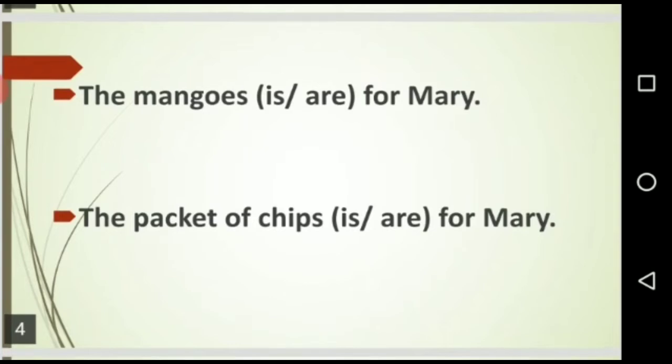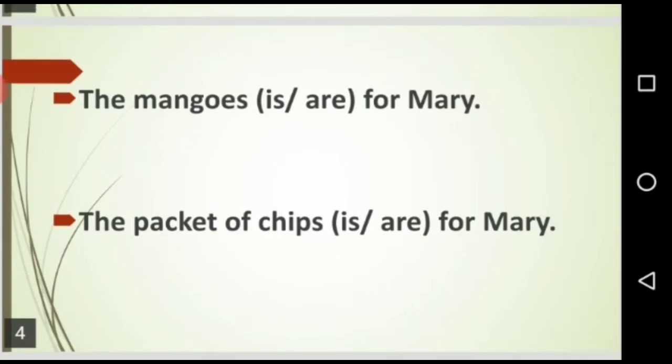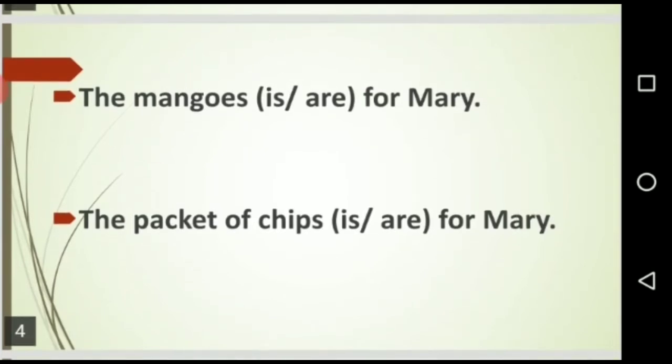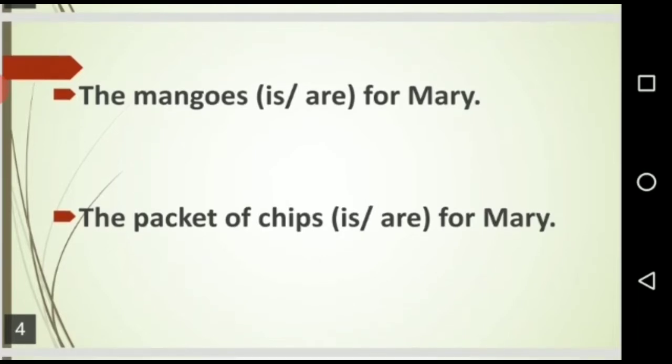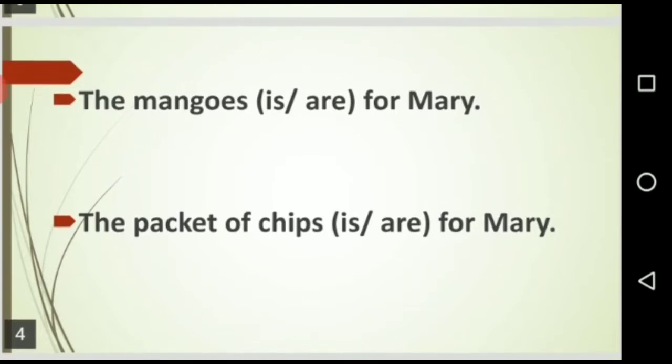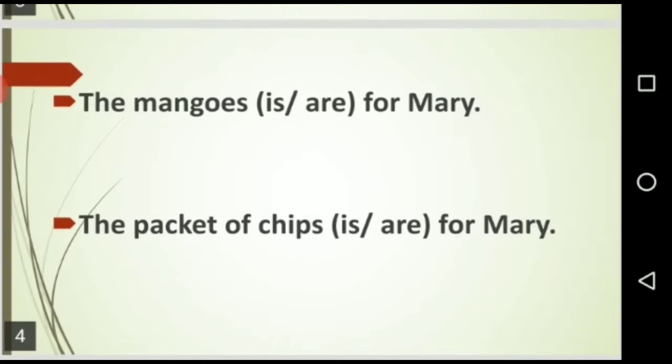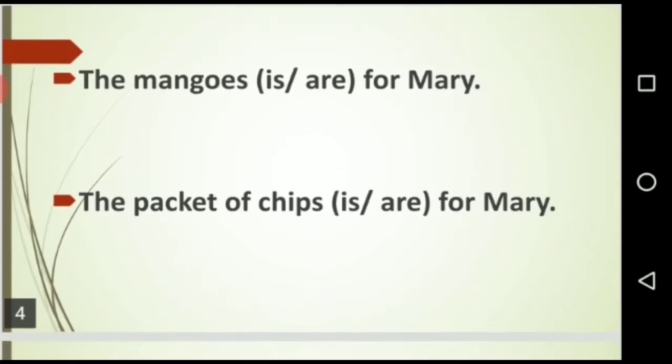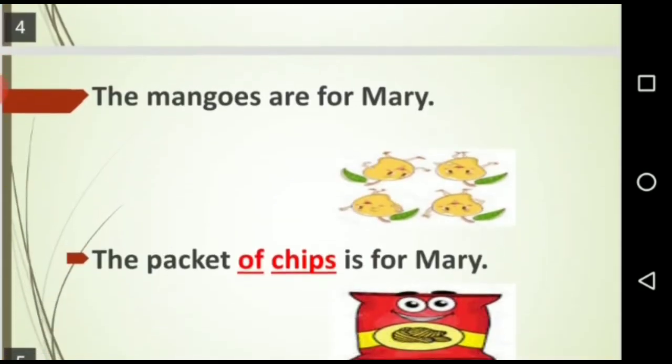Here is an example. I want you to do this as an exercise. You see, there are two places where you have to choose between is and are. The mangoes is for Mary or the mangoes are for Mary. And the second sentence, the packet of chips is for Mary or the packet of chips are for Mary. Well, what do you think? Okay, now let me tell you the answer.